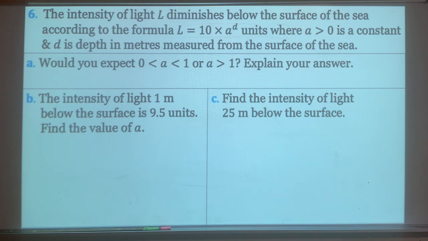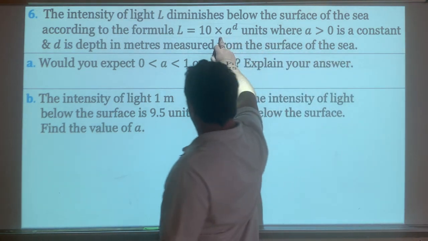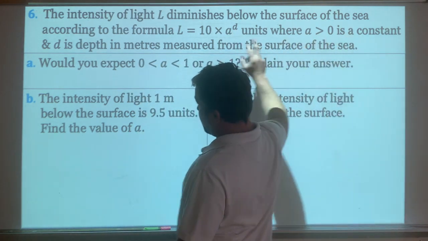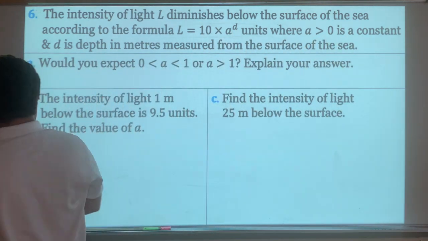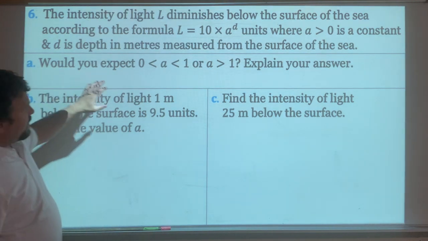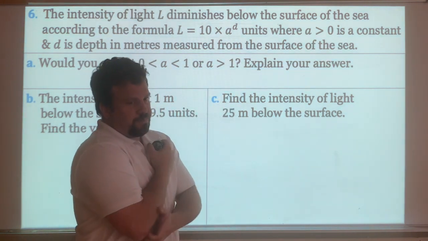Six, the intensity of light, ooh, this is a good one, diminishes below the surface of the sea. The lower you get in the water, the less light there is. That's why if you go really, really deep, all the fish look really weird, and some of them have like light bulbs on their head, so you can see. According to the formula, L equals 10 times A to the D, where A has to be greater than zero and is a constant, and D is the depth in meters measured from the surface of the sea. Would you expect A to be between 0 and 1, or greater than 1, and then explain your answer?